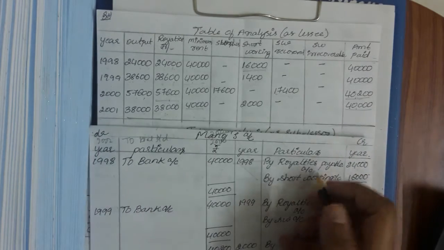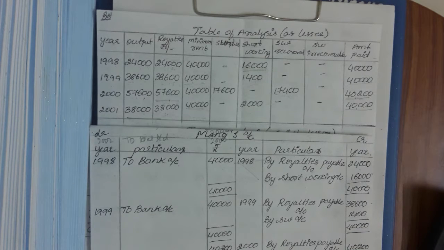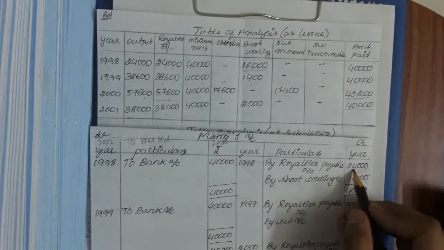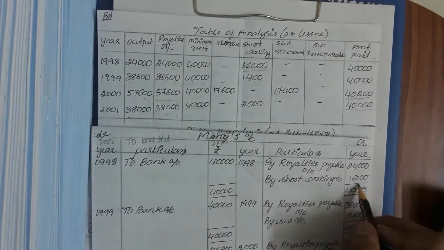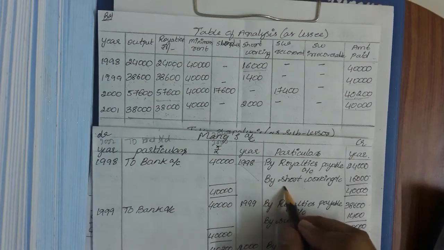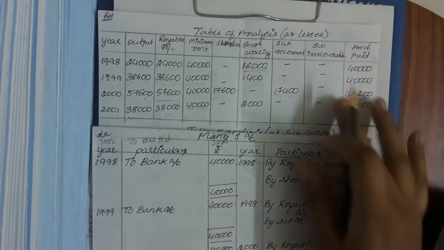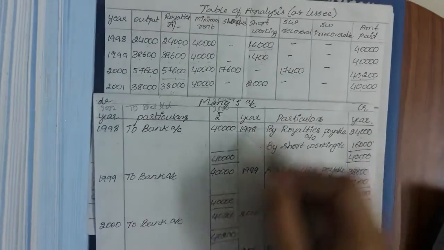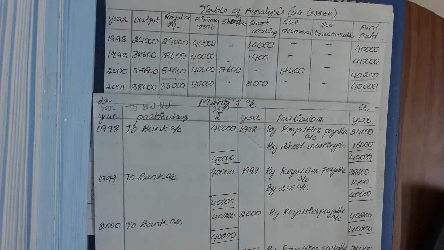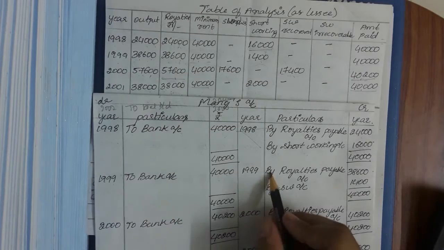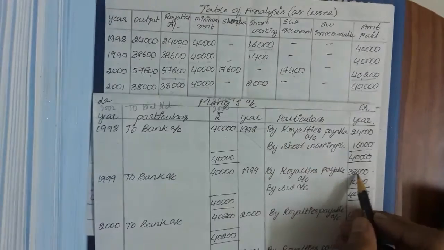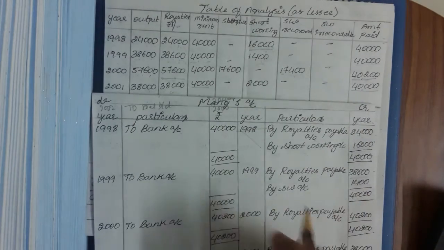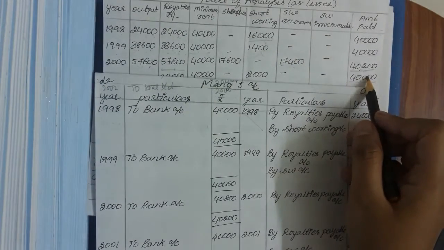Previously we used to write only royalty, but in this case we have a royalty receivable also. So it is better to write royalty payable here. By royalty payable account 24,000, the other 16,000 was a short working, so we have written by short workings account 16,000. And in the second year 1999, to bank account you have paid 40,000. You have not completely paid it through royalty. You have paid only 38,600 from royalty. By short workings account 1,400. Done, completed 40,000.